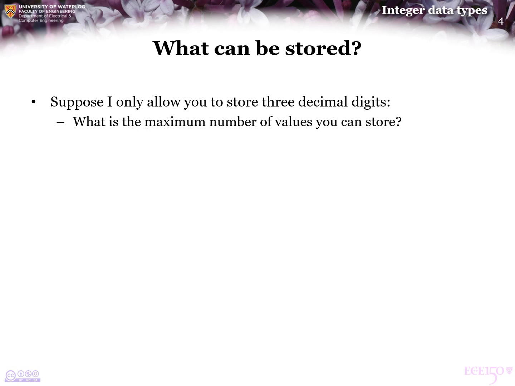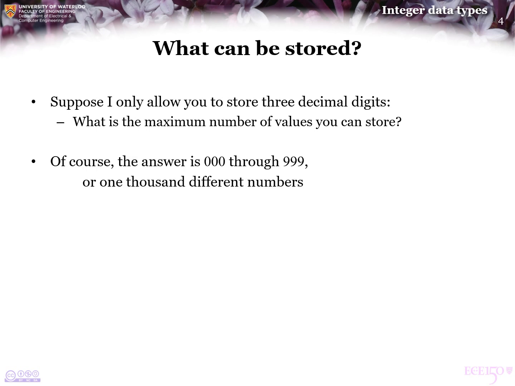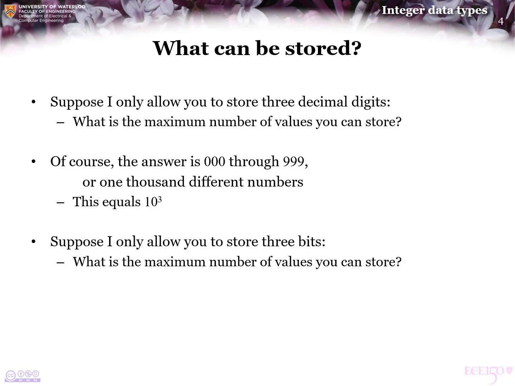Okay, now let's go back to secondary school, even elementary school. Suppose I only allow you to store 3 decimal digits in any number you are storing. Well, in that case, what is the maximum number that you can store with 3 digits? Well, of course, the only numbers you can store with 3 digits are 000, representing 0, and all the way up to 999. This includes 1,000 different numbers you can store with 3 decimal digits. This equals 10 to the 3.